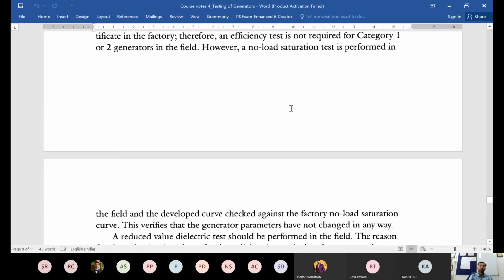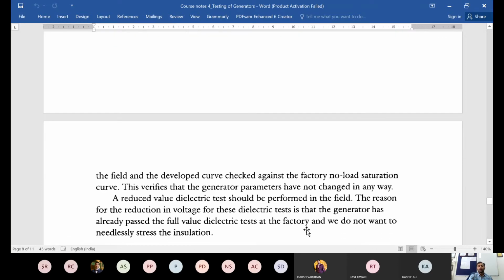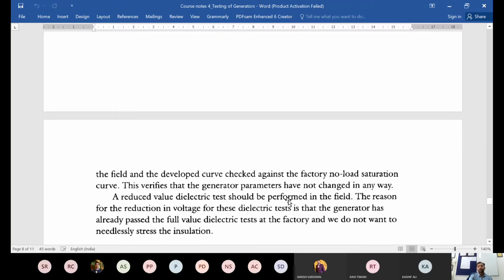short circuit ratio, and the synchronous impedance and all, all those things, those are coming from this no load and the short circuit saturation tests. So it is recommended that these can be again repeated in the field to ensure that the generator parameters are the same. A reduced value dielectric test should be performed in the field.